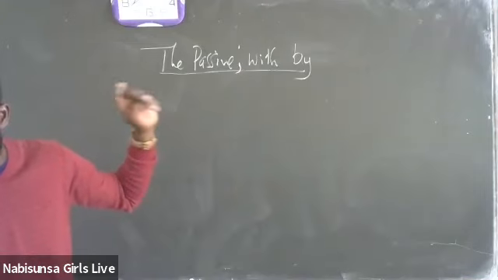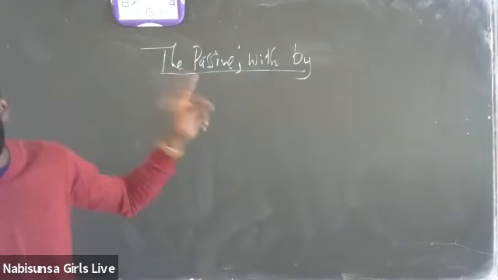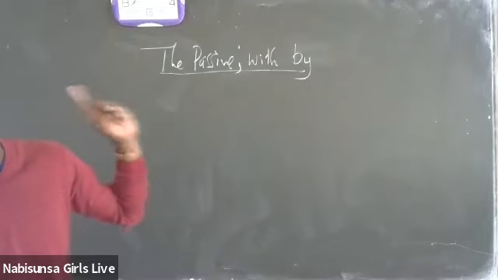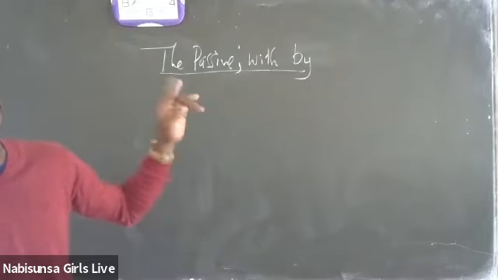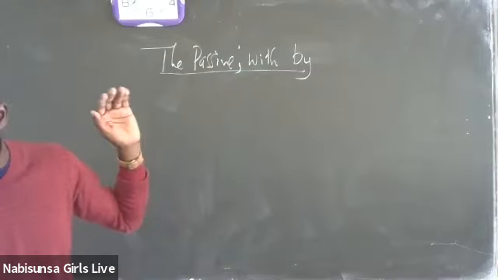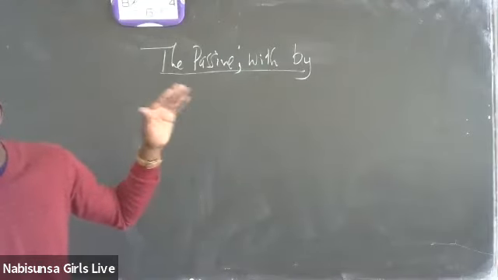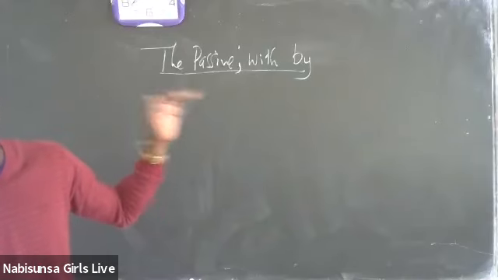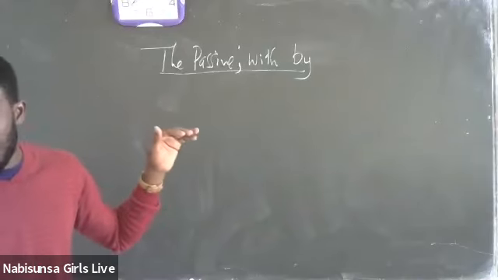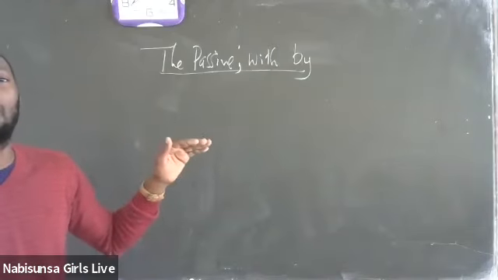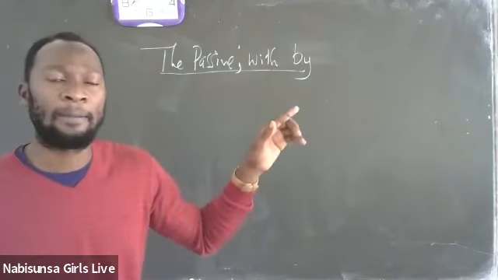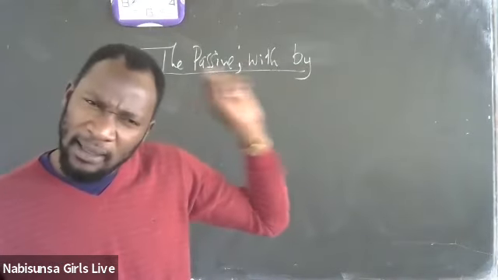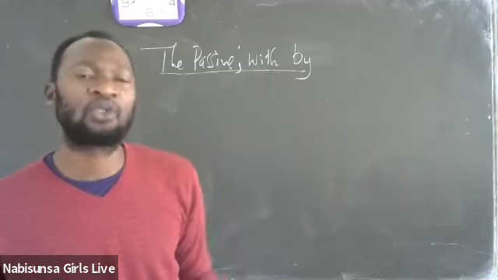Therefore, if we are talking about a certain book, for example, we could say it was written by so and so. It was published by so and so. It was sold by so and so, and it was bought by so and so. So this is how we can go with the use of by. So we are saying that we use by when we want to indicate the doer of the action.